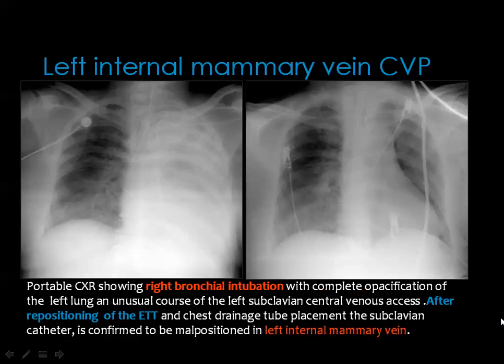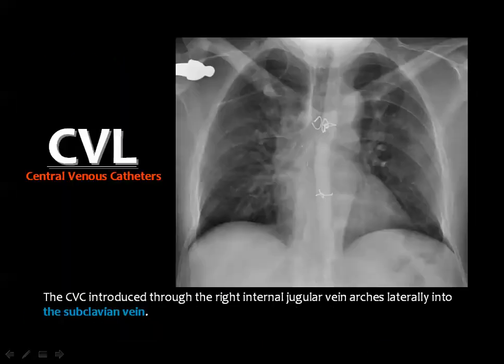Also, in this patient, you have an endotracheal tube selectively passing to the right bronchus with consequent opacification of the left hemithorax. Then the endotracheal tube is adjusted and the lung is irrigated. Then you go to the central venous line, which is introduced through the left side but is not going across the midline to the opposite side. It has selectively passed into the left internal mammary vein.